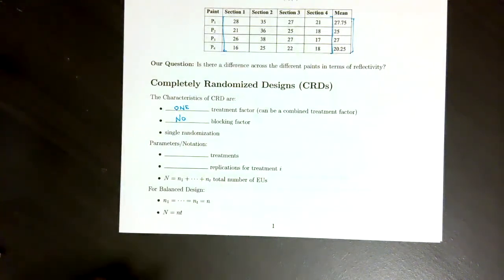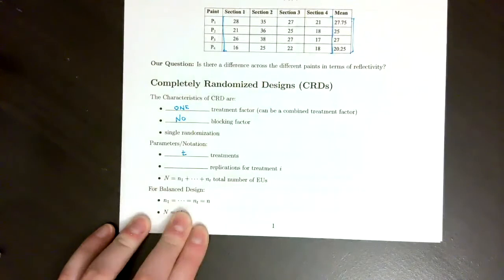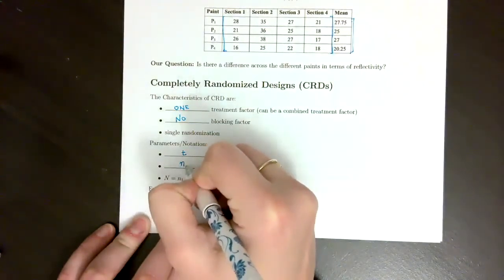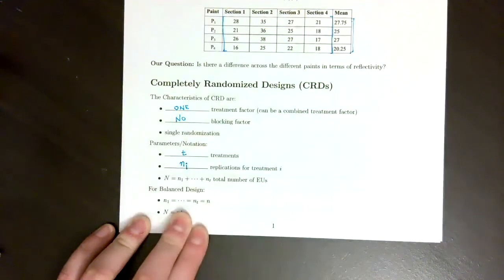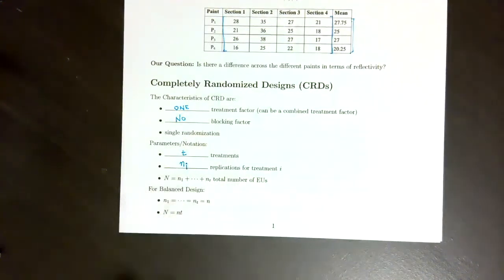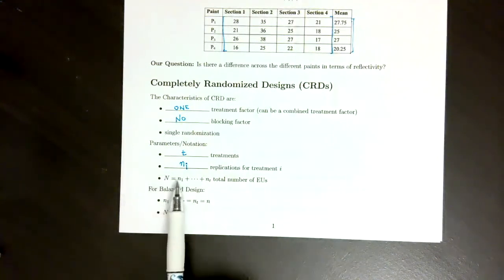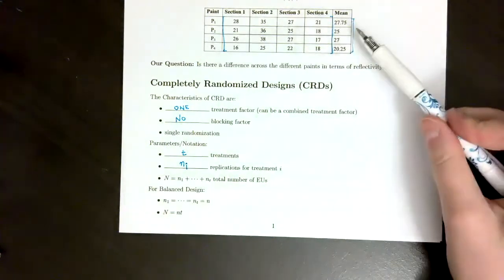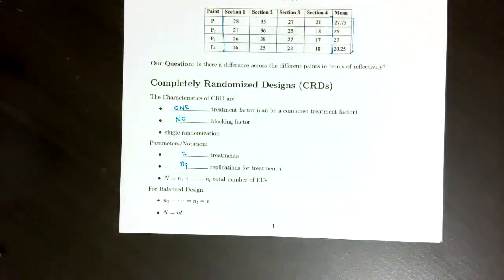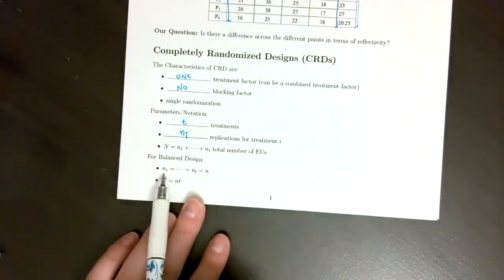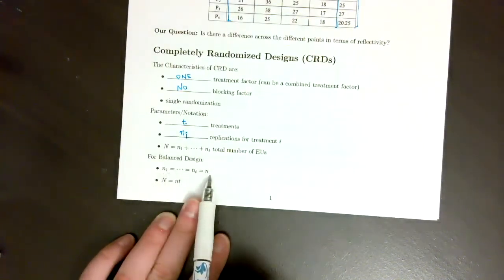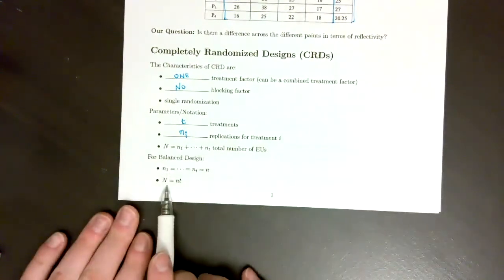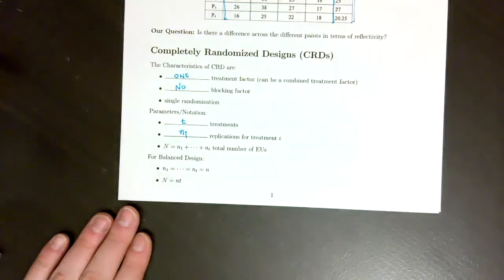Our parameters and notation: we have little t number of treatments, and we have little n_i, where i is going to represent the treatment. Our total number of EUs is going to be the total number of replicates from each treatment. Now, in our case up here with the highway paint, we have a balanced design because we have an equal number of replications per treatment. And so when that happens, all of the n_i's are going to just be equal to a simple small n. And our number of EUs is going to be equal to n times t.